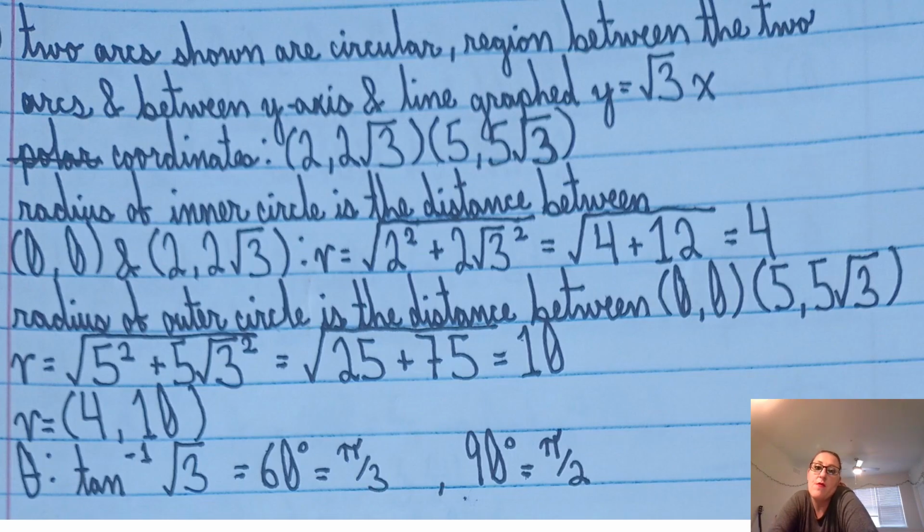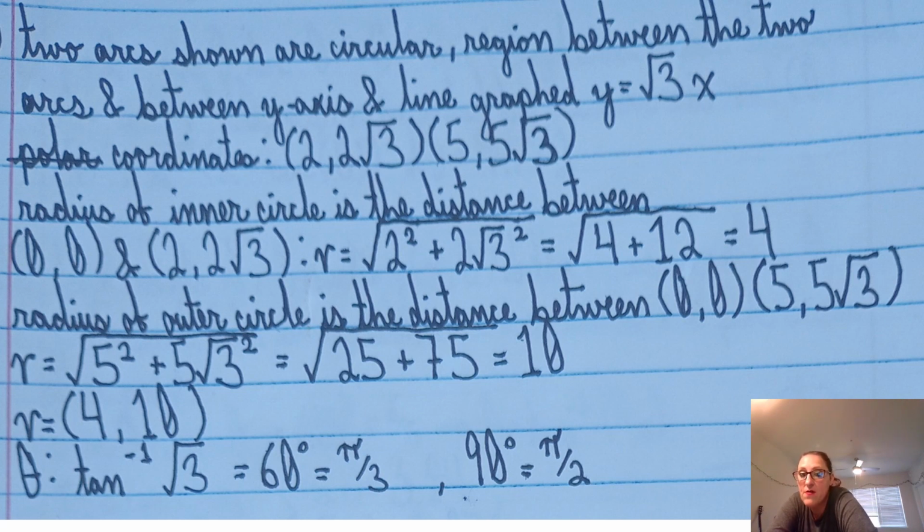6.3. Two arcs shown are circular, region between the two arcs and between the y-axis and the line graphed y equals square root 3x. Coordinates are (2, 2 square root 3) and (5, 5 square root 3). Radius of inner circle is the distance between (0, 0) and (2, 2 square root 3). r equals the square root of 2 squared plus (2 square root 3) squared equals the square root of 4 plus 12, which equals 4.